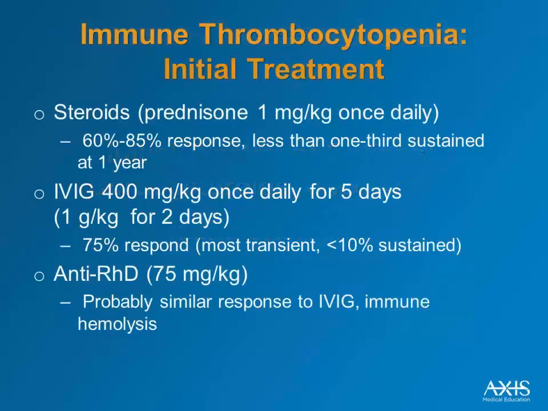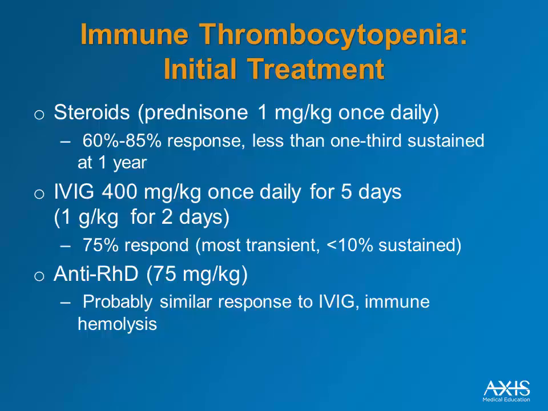In summary, corticosteroids, and classically the choice was prednisone in milligrams per kilogram given once daily, resulted in about a 60 to 85% response, with less than one-third of patients having a platelet count sustained at 1 year greater than 50,000.